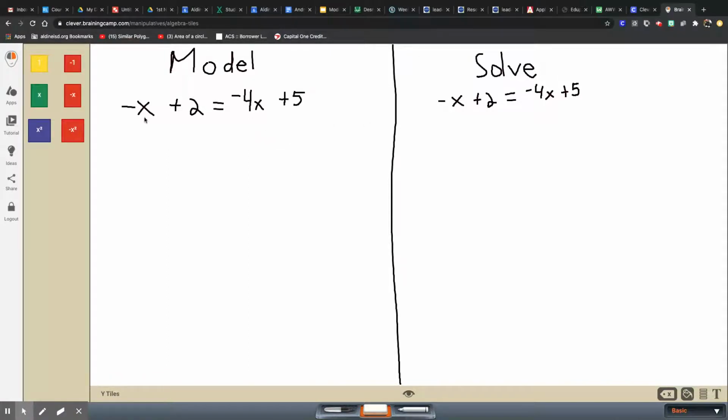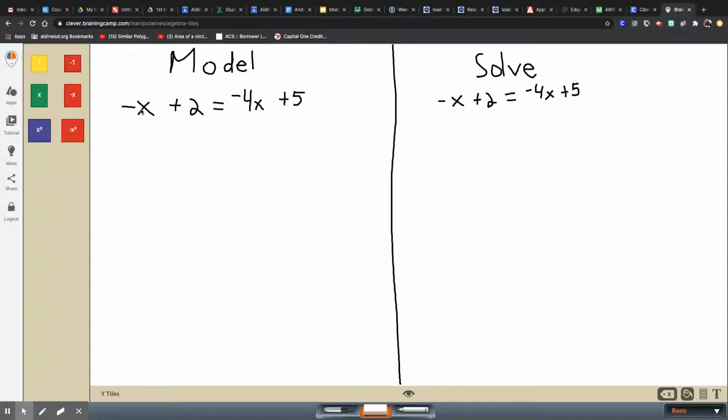So my equation says negative x, or negative 1x, plus 2 equals negative 4x plus 5. And then I've got the same thing over here: negative x plus 2 equals negative 4x plus 5. So we're going to model it on the left, and we're going to be solving it on the right. All right, so let's model it. We're going to read it from left to right.